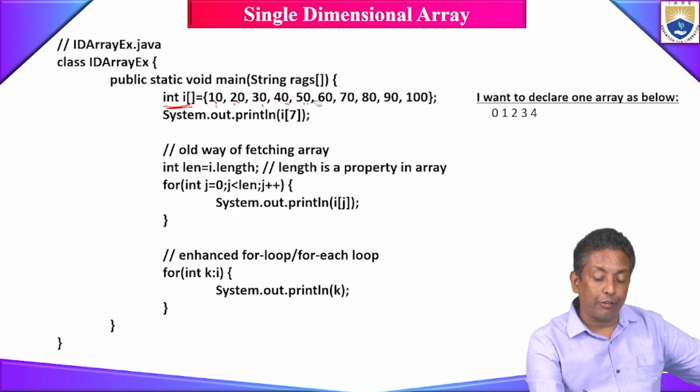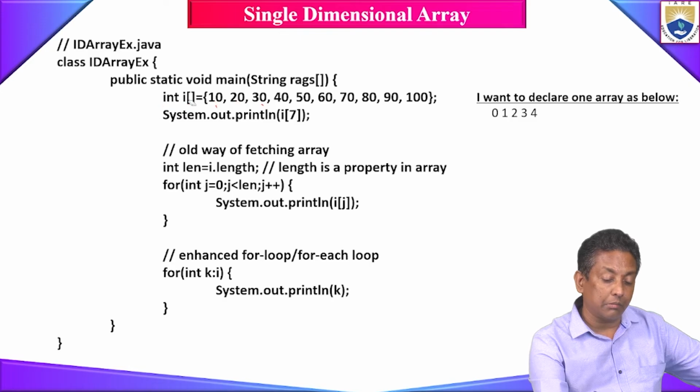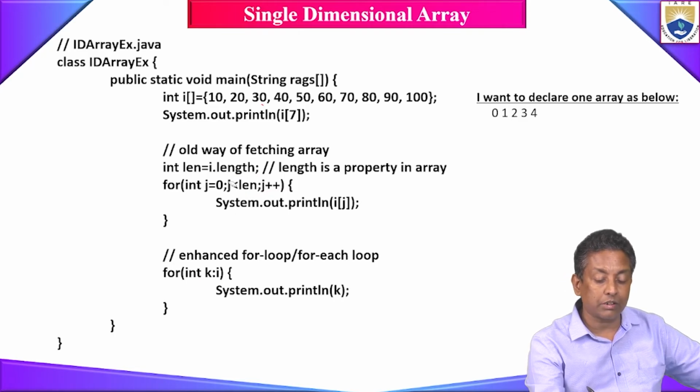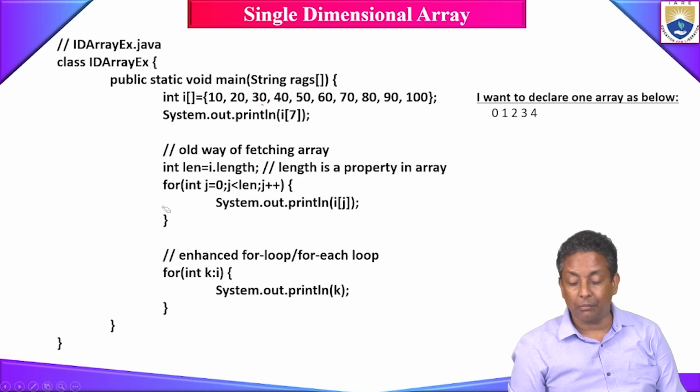And this is if you want to access an individual element, and this is by finding out the length and iterating the for loop. This is the enhanced for loop. This is already explained in the previous slide. This is the program, this is an example.